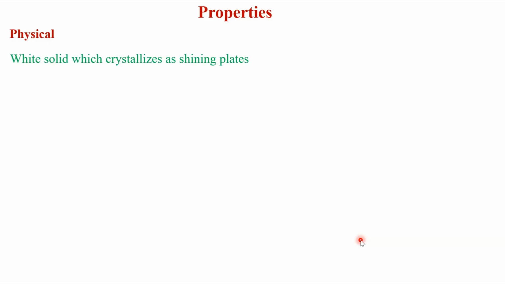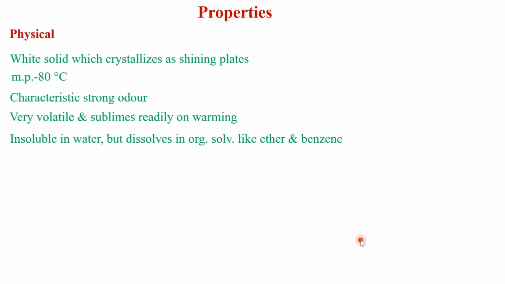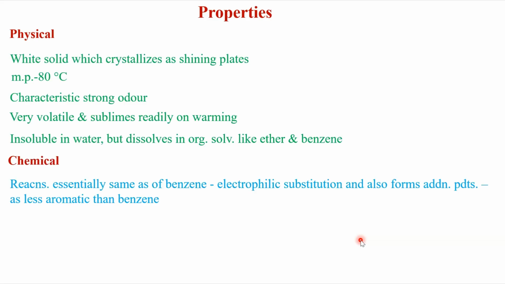They appear as shining white crystals, having a melting point of 80 degrees centigrade and a very strong typical odor. They are volatile and they sublime upon warming. They are insoluble in water but soluble in many organic solvents like ether and benzene. Chemically, they have structural similarity with benzene.